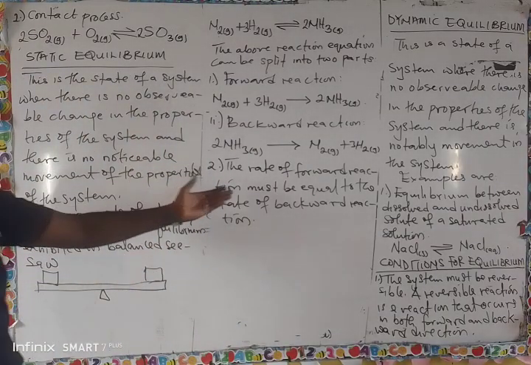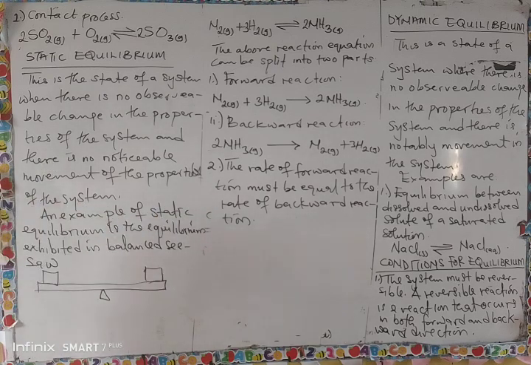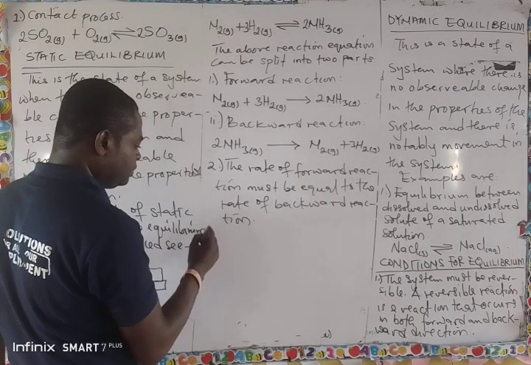Then I also said that the rate of forward reaction must be equal to the rate of backward reaction. The rate at which the forward reaction is taking place must be equal to the rate at which the backward reaction is taking place.